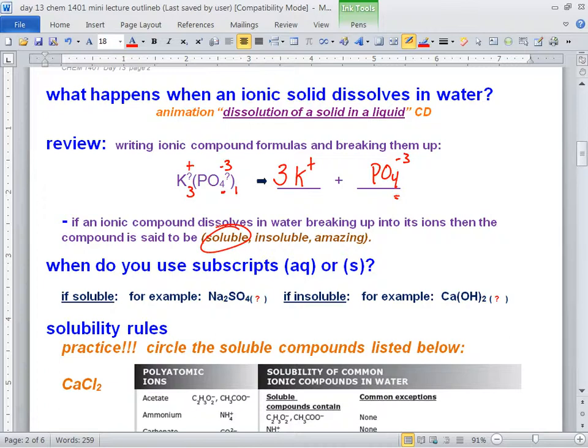Do we write an AQ or an S as a subscript? AQ. S probably just stands for solid. You'd think S would stand for soluble, but it doesn't, right? S stands for solid. So you're supposed to write an AQ down there as a subscript. Now, according to the rules that we haven't talked about yet, calcium hydroxide is insoluble. So the subscript we're supposed to put on calcium hydroxide would be S.